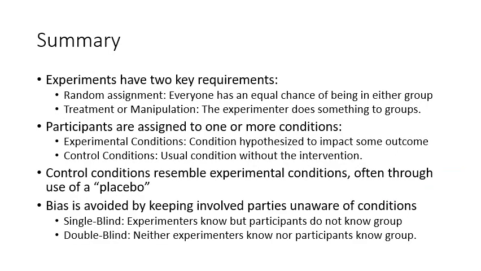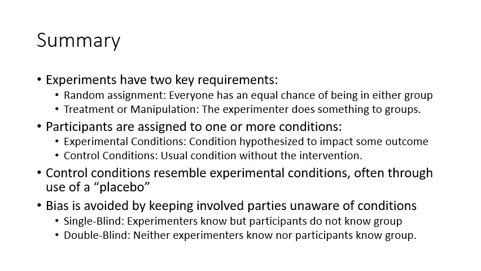So to summarize, experiments have two key requirements: random assignment, in which everyone has an equal chance of being in either group, and a treatment or manipulation, in which the experimenter does something to the groups. Participants are assigned to one or more conditions: experimental conditions, the condition hypothesized to have some impact, or control conditions, the usual condition without the intervention.